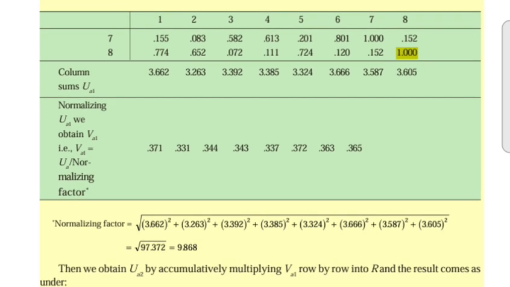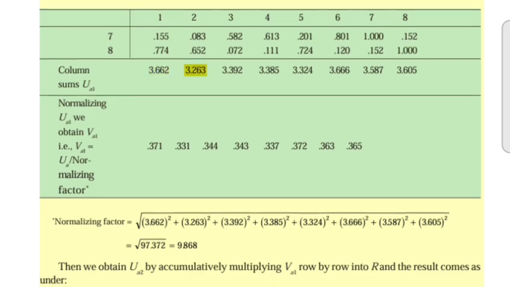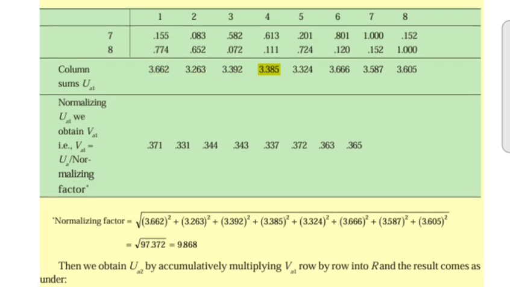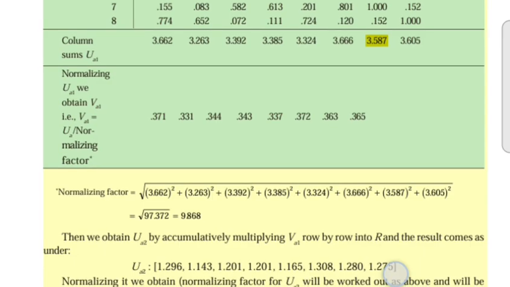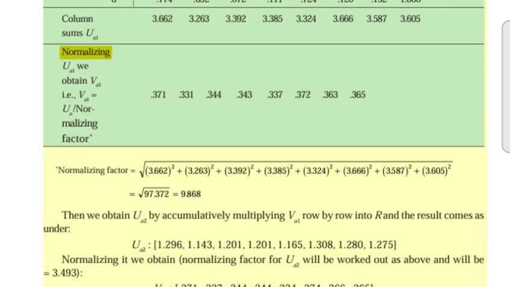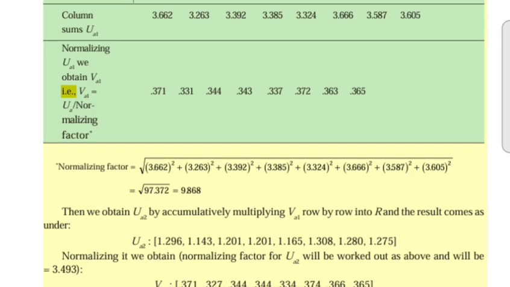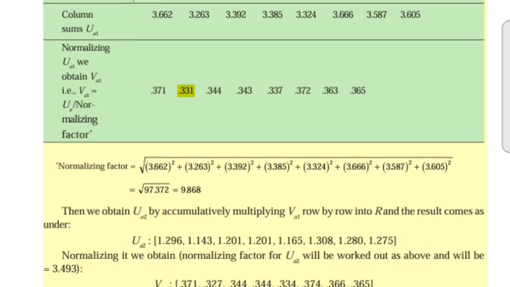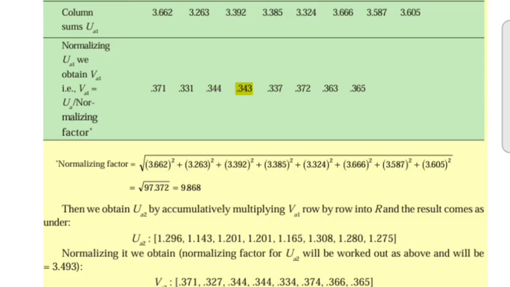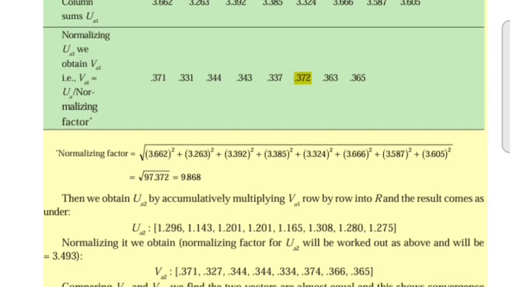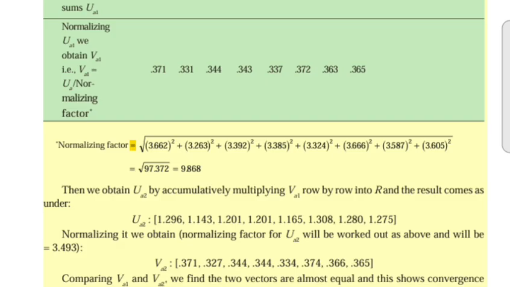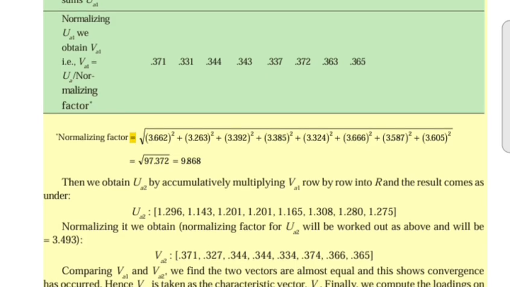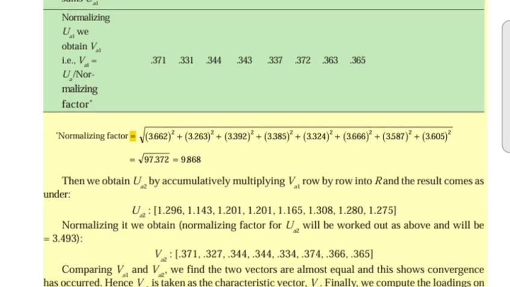Column sums, UA1. Normalizing UA1, we obtain VA1, i.e., VA1 equals 0.371, 0.331, 0.344, 0.343, 0.337, 0.372, 0.363, 0.365. The UA1 normalizing factor equals the square root of the sum of the squared column sums 3.662, 3.263, 3.392, 3.385, 3.324, 3.666, 3.587, 3.605.